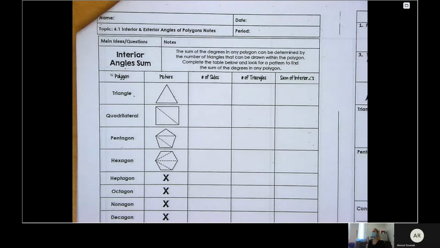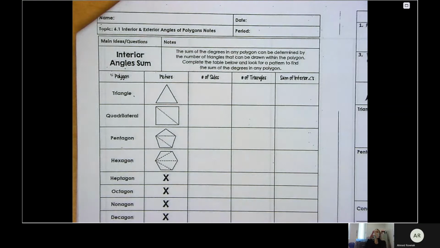Are they straight? Are they curved? Are they open? Are they closed? What about them? Any idea? Okay. Off to a great start. Polygons are shapes. They have to be closed.